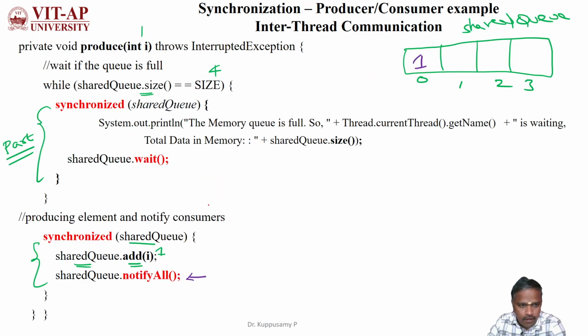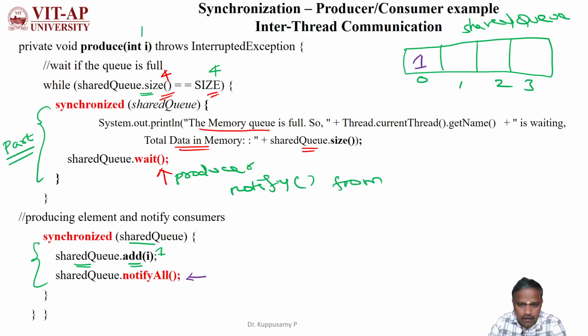You look at that, the producer should wait when the queue size is equal to the number of items in the queue. The number of items in the queue is 4 and the size of the queue is 4, both are equal. At that time it should wait by using the synchronized concept. The memory queue is full, so total data in the memory is 4. Then it is passing the wait signal to the producer, so the producer should wait here until getting the notification signal from the consumer thread. Until then he has to wait.